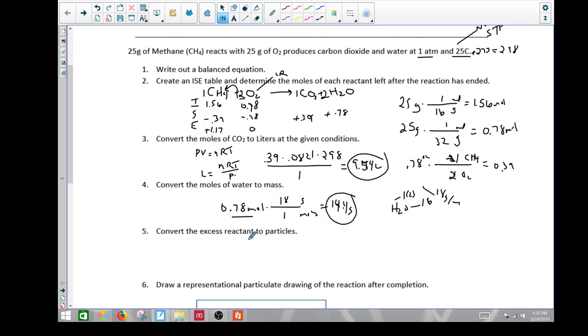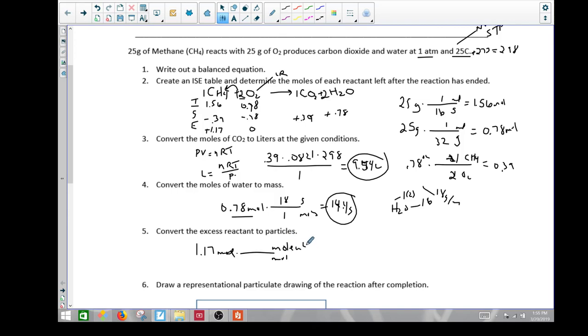Convert excess reactant to particles. Okay, so that's this guy. We have 1.17 moles, and those happen to be molecules. So a particle can be lots of things. Molecules could be atoms, could be ions. But this is a mole. All right, so to get rid of moles and go to molecules, or just label it particles.